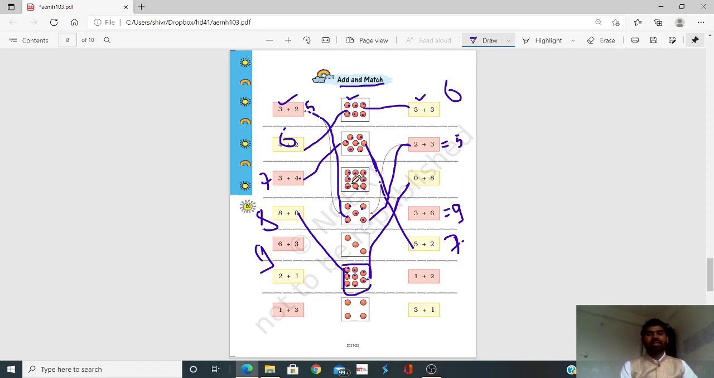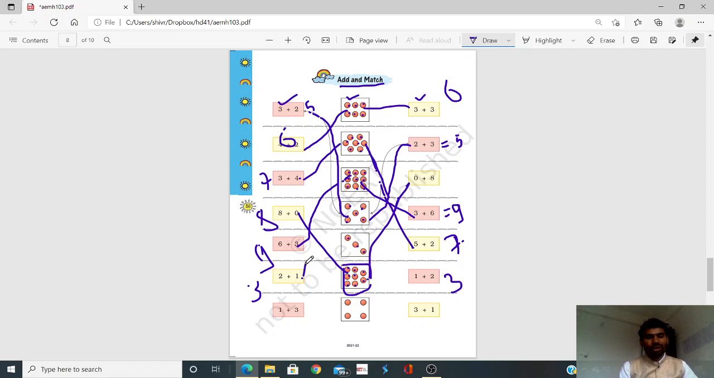Now we get 3 boxes and the same addition, therefore we have to join these 3 boxes with each other, right? Now 2 plus 1 is equal to 3, and 1 plus 2 is equal to 3, right? And here you can see 1, 2, 3. The same number we get.